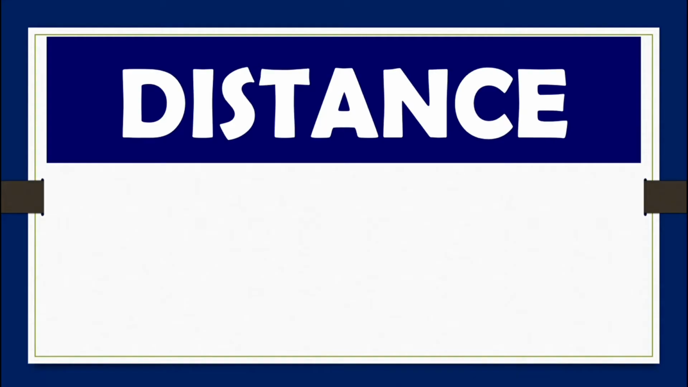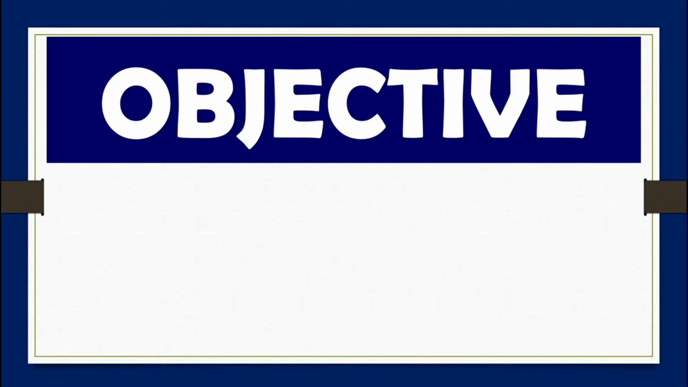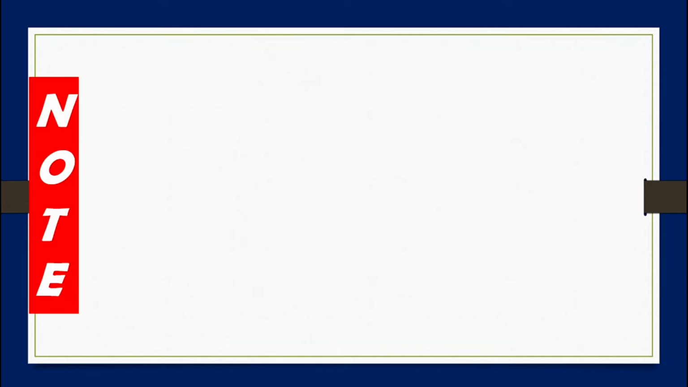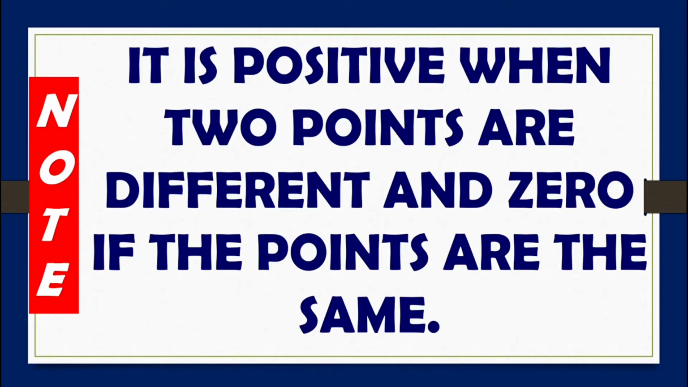For today's video, we will be discussing all about distance and midpoint formula. Of course, we will be guided with this objective, and that is to solve distance between 2 points and find its midpoint. Take note of this one. The distance between 2 points is always non-negative. It is positive when 2 points are different, and 0 if the points are the same.